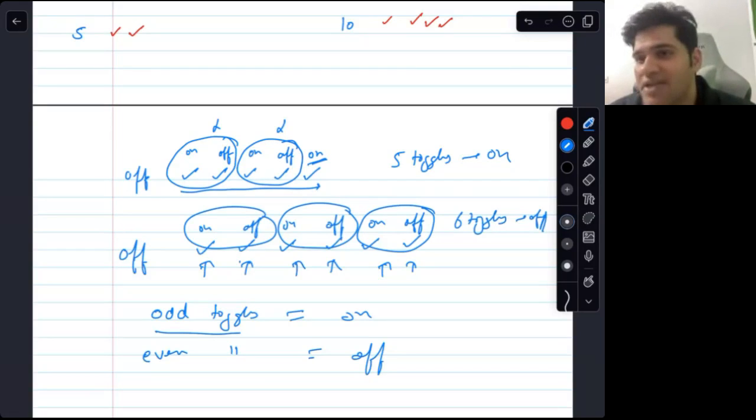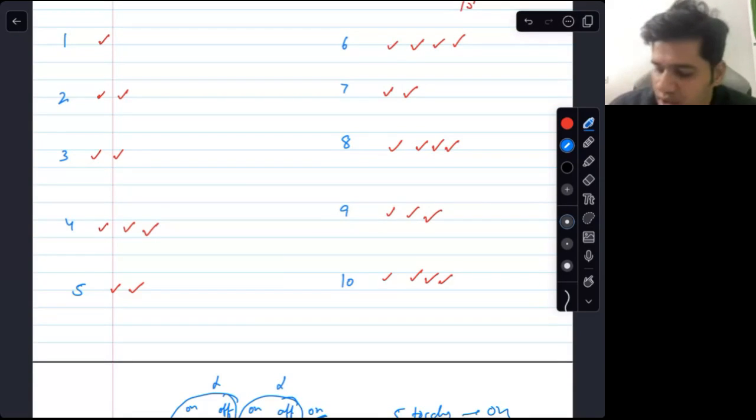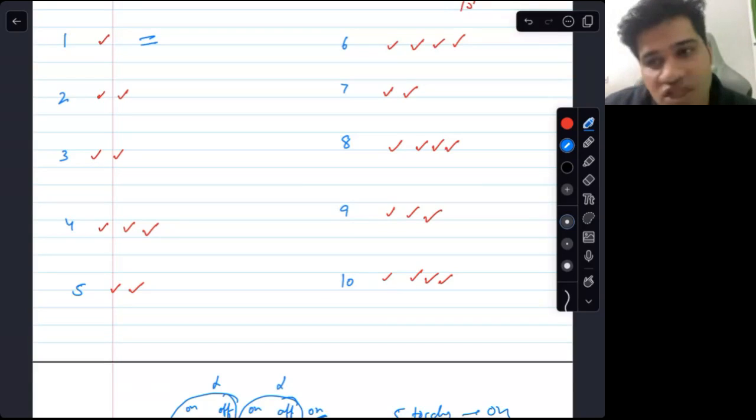Are we on the same page? Now, how many toggles do you see for 1? Only one, which is odd.